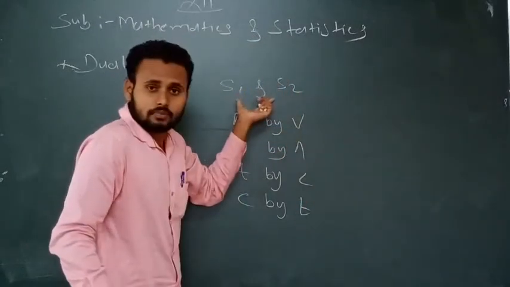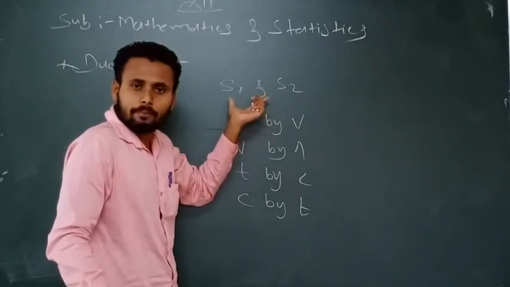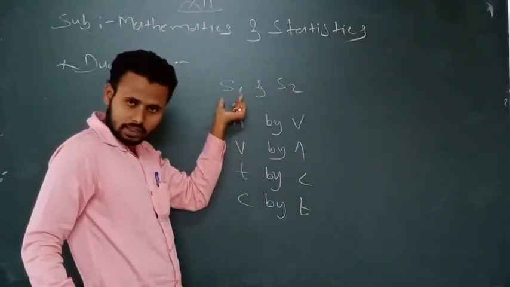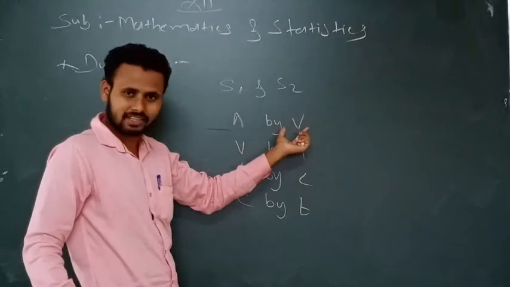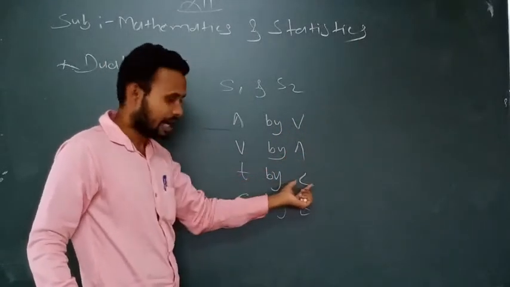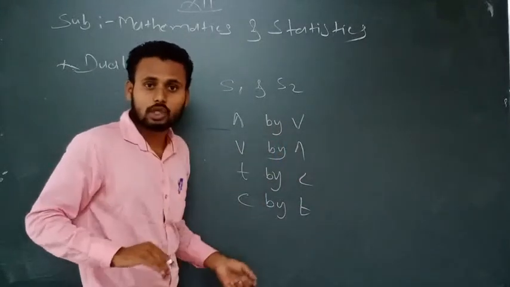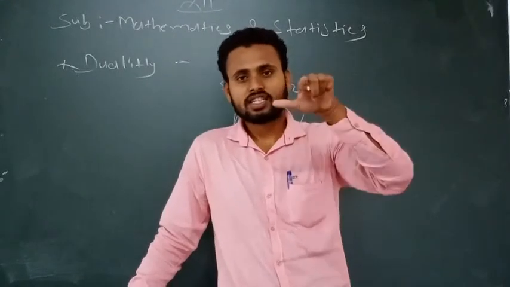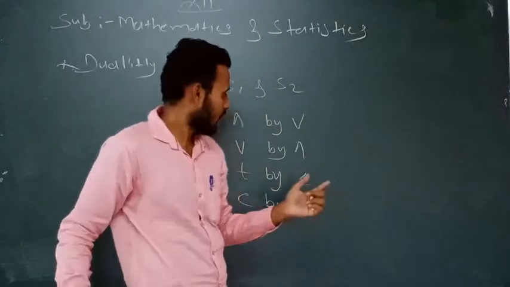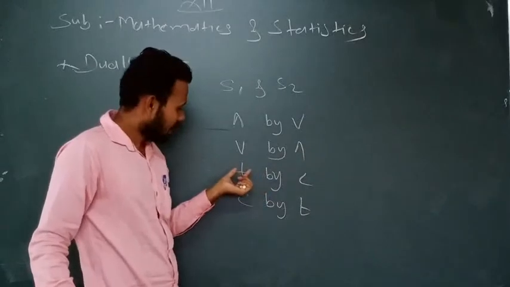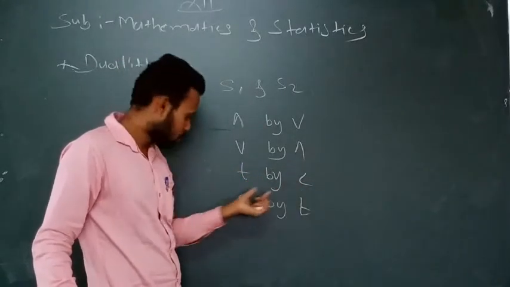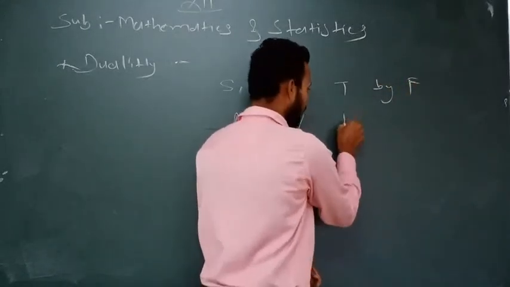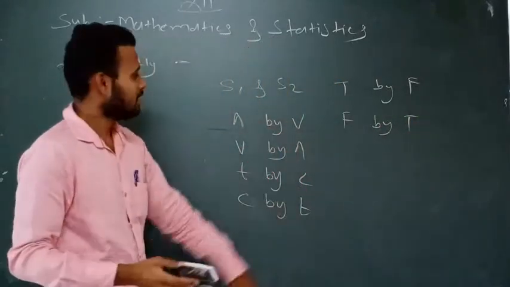One more definition, duality of two statements. Two compound statements S1 and S2 are said to be dual of each other if one can be obtained from the other by replacing conjunction by disjunction and disjunction by conjunction, then small t by small c and small c by small t. Or simply, if we have to find the dual of a statement, then in that statement wherever there is a conjunction, we will replace it with disjunction, and in place of disjunction we will replace conjunction. And if in that statement there is small t, we replace it by small c. If small c, we replace it by small t. If capital T, we replace it by capital F. And if capital F, we replace it by capital T. This is what duality of two statements means.